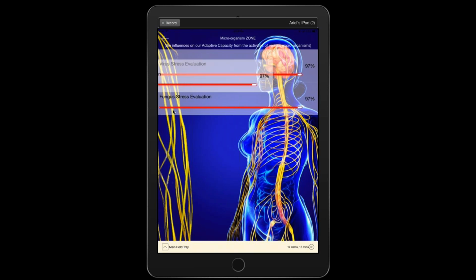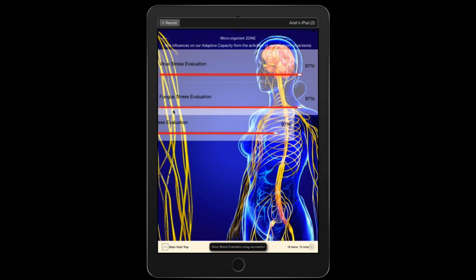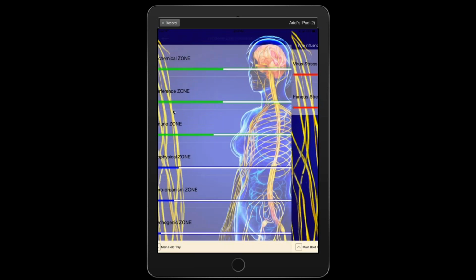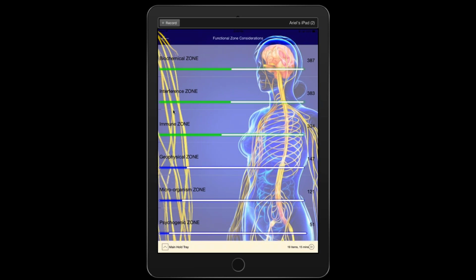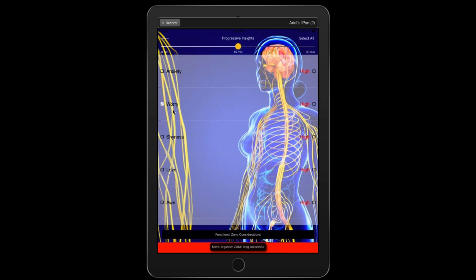So now what I'm going to do is pull down the virus stress and the fungus. So with the person who's dealing with chronic worry, there's probably an underlying virus or fungus that is exacerbating that. So there are underlying issues, infections that are, as we could see in the microorganism zone here, making this whole situation that much worse. And then we already have that emotion down there.